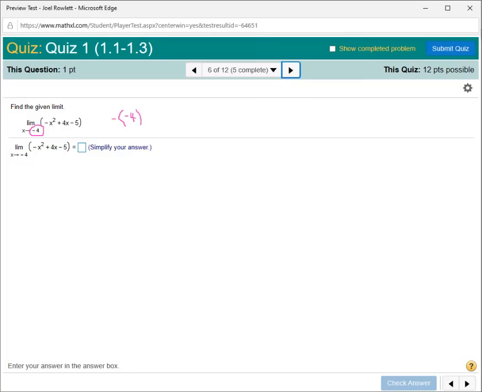squared plus 4 times -4 minus 5. And -4 times -4 is +16, but I have a minus out front, so that would be -16. And then I have 4 times -4, which is -16, minus 5 more. So that's going to be -32 minus 5 more. That would be -37 for that limit.